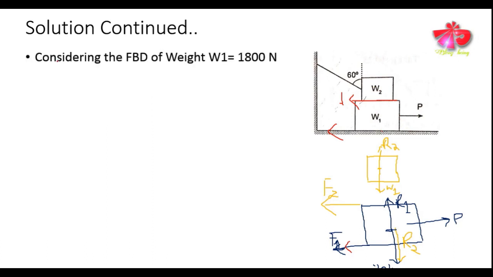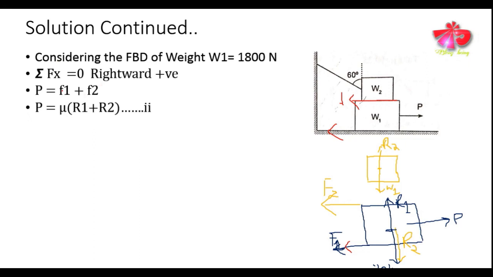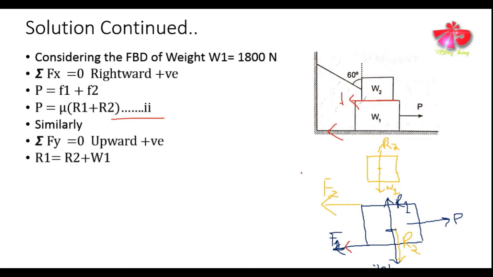Now we shall consider the equilibrium equations in order to find the magnitude of force P for sliding the weight W1. Let us consider the summation of forces in x direction equals 0, taking rightward direction as positive. Then we easily get P equals F1 plus F2, and if we substitute F1 as mu R1 and F2 as mu R2, we get this expression. Likewise, doing the summation of forces in y direction taking upward direction positive, we get R1 equals W1 plus R2.